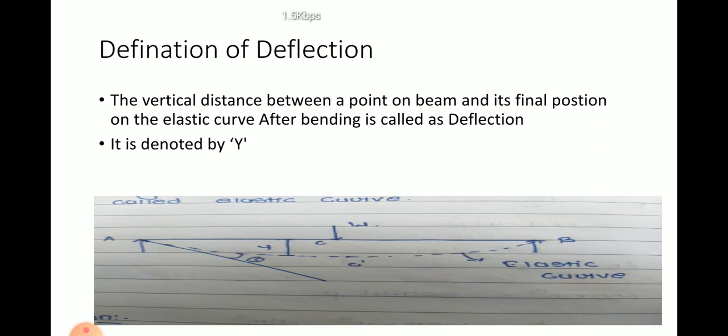Deflection: the vertical distance between a point on a beam and its final position on the elastic curve after bending is called deflection, and it is denoted by y. In the figure below we can see the deflection of the simply supported beam by the load W, and it is denoted by y.